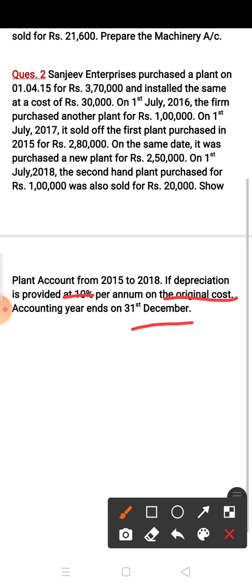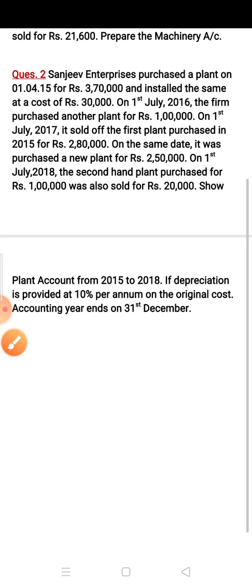So first, after reading the question, you have to see three things. The first one is the percentage. The second one is the method, in which method you have to solve this question. So this is the original cost method, it means straight line method. And the accounting year closes every year on 31st December. Children, this is a question of multiple machinery purchased and multiple machinery sold. Sale of multiple machinery and purchase of multiple machinery. So, how do you solve it? Let us start.